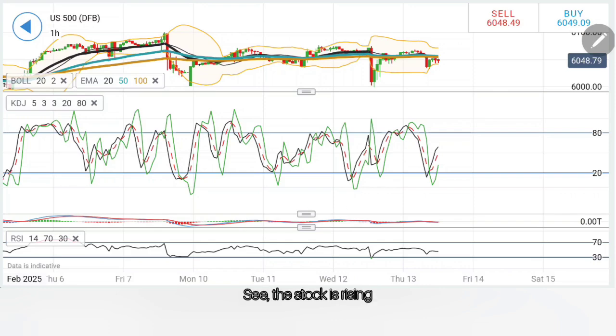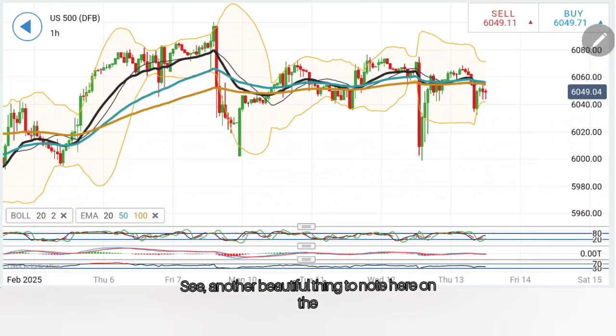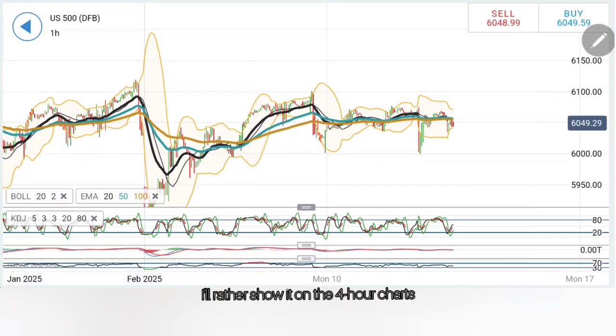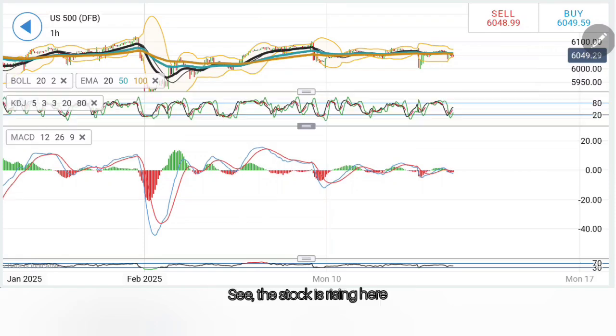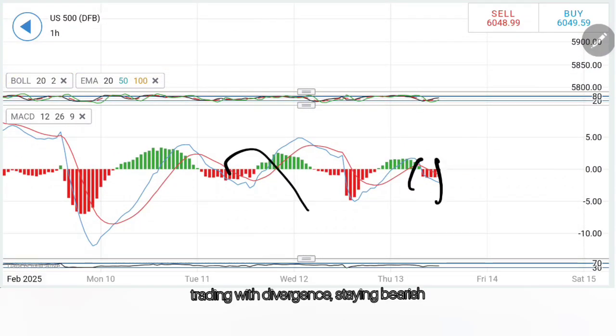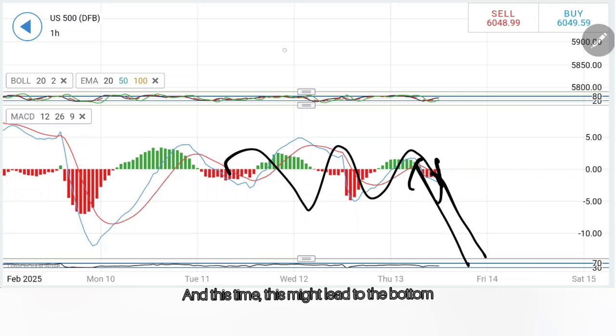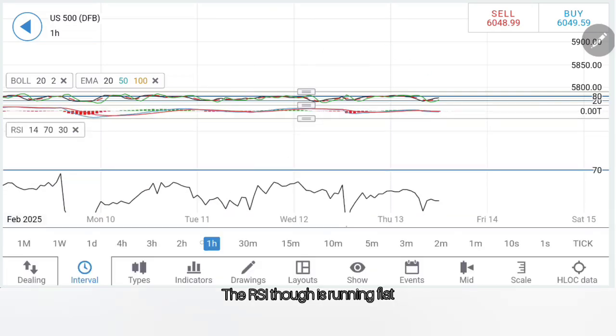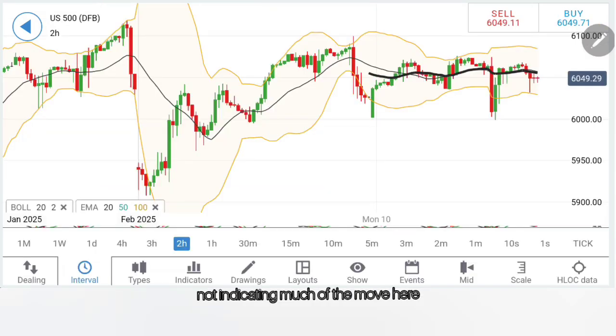Let's have a further look. See, the stochastic is rising. Another beautiful thing to note here, I'll rather show it on the 4-hour charts. See, the stochastic rising here. The MACD has crossed over, trading with divergence, staying bearish. Look at the waves here. And this time, this might lead to the bottom. The RSI though is running flat, not indicating much of a move here.